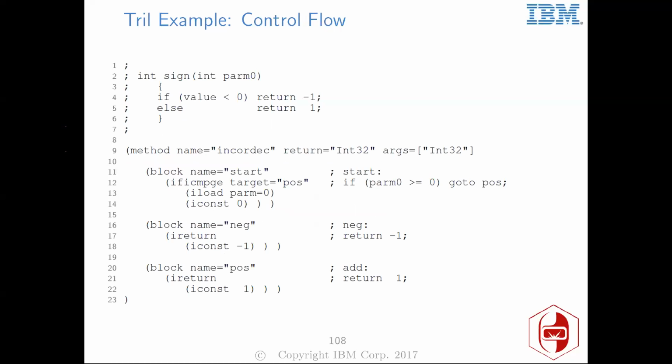Here is a slightly more complex example that I should probably spend a bit of time on, but I won't because it's not really all that interesting. For control flow, we have to specify a block name so that we can use that name to specify the target of a jump, for example. So in this case, I have the if icmpge with the target pos, and you will note that the last block in the method has the name pos.